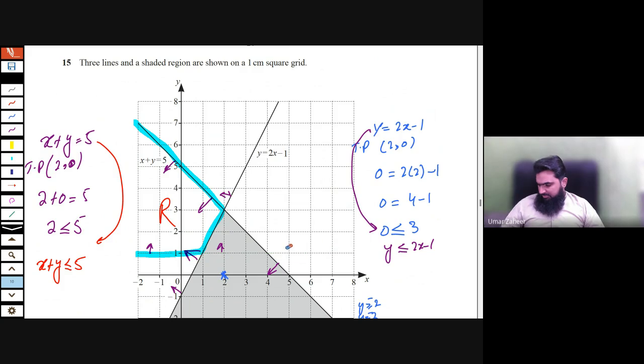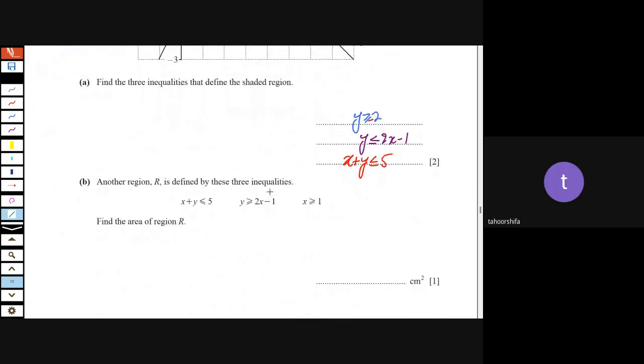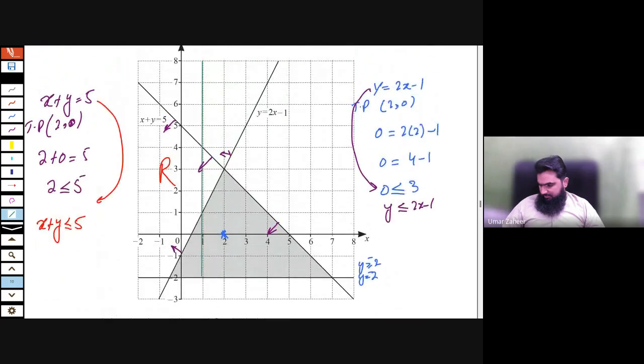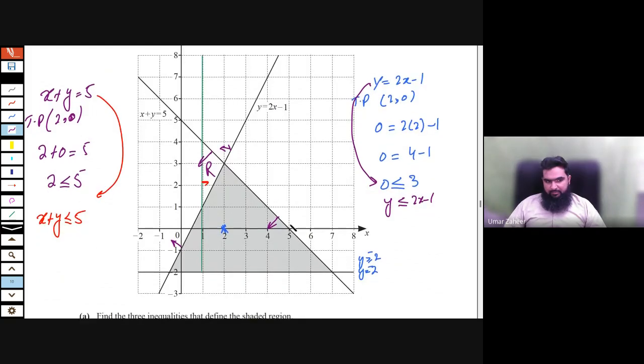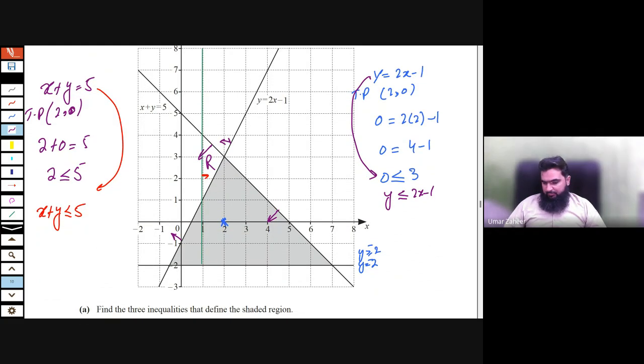We have to draw this line wrong as well. It is not x is equal to 1. x is equal to 1 is this line. And she says that x is greater than 1, which means the region is this side. We will get this region. Then, with the help of what are we going to find the area?